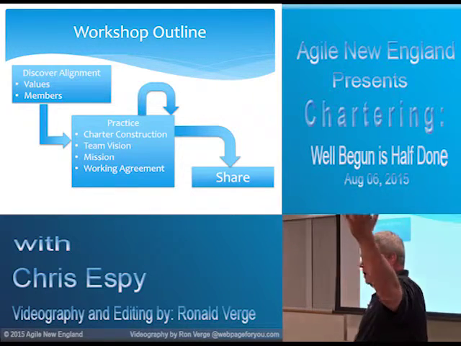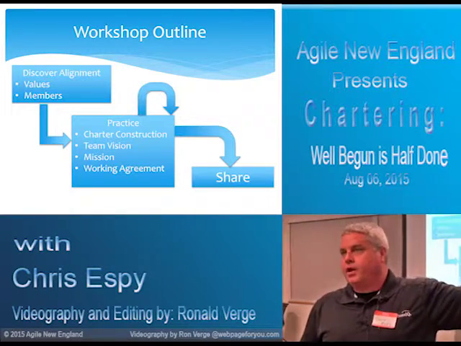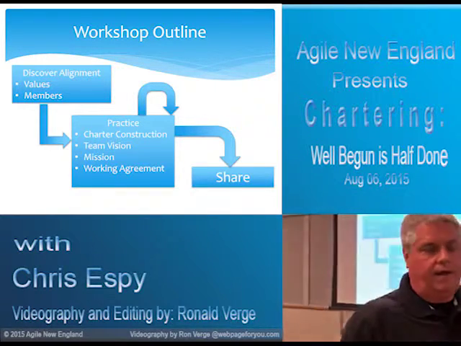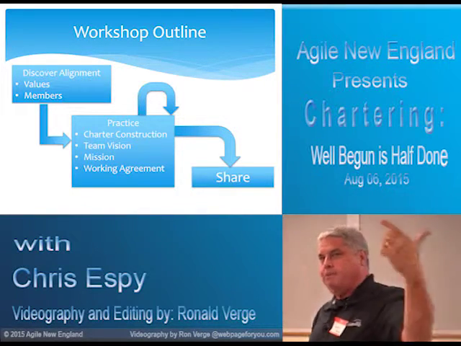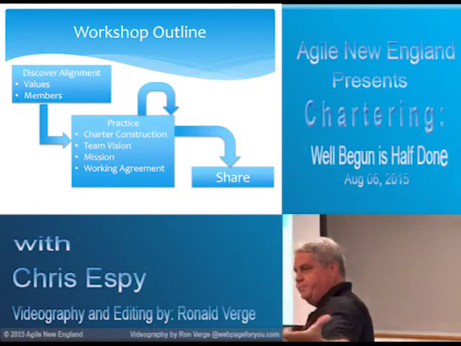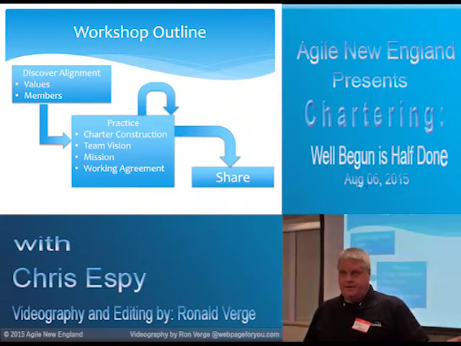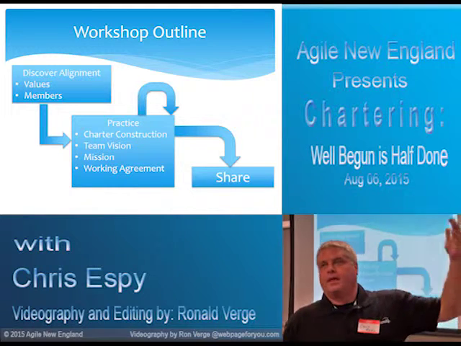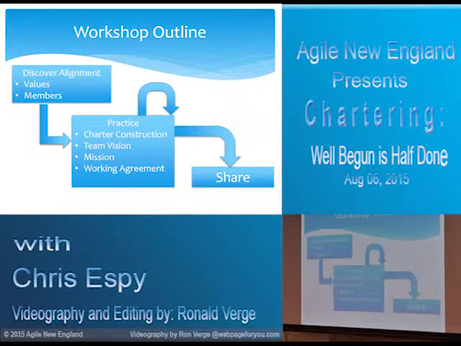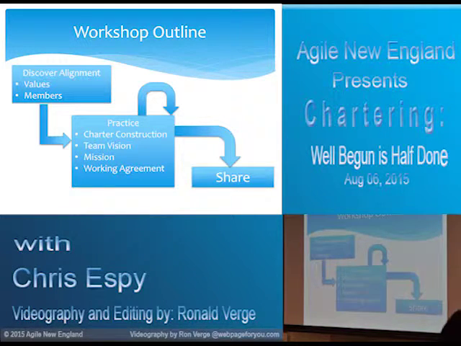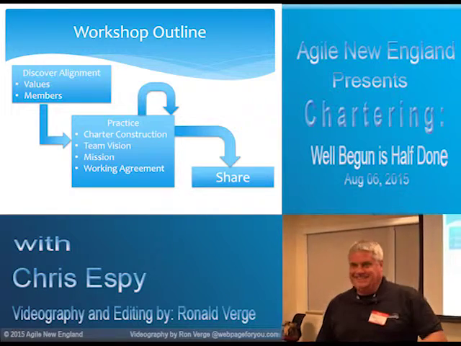And we did the values and the member profiles. What we're going to do now is we're going to talk about the different components of a team charter. We're going to talk about a mission, or excuse me, a team vision, a mission and tests, and then a working agreement. And then we're going to try and share as many as we can, if we have time, with the rest of the group. So don't put things in there you don't want to share with everybody.